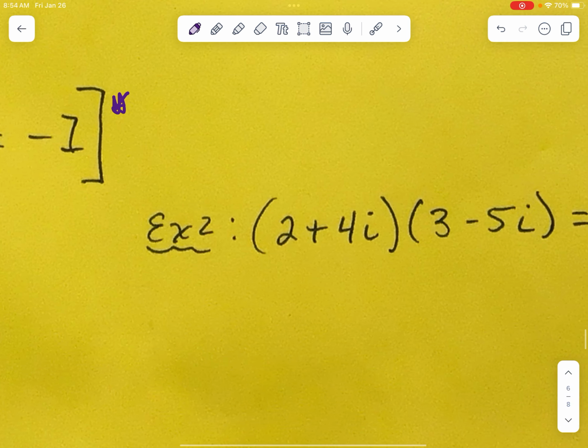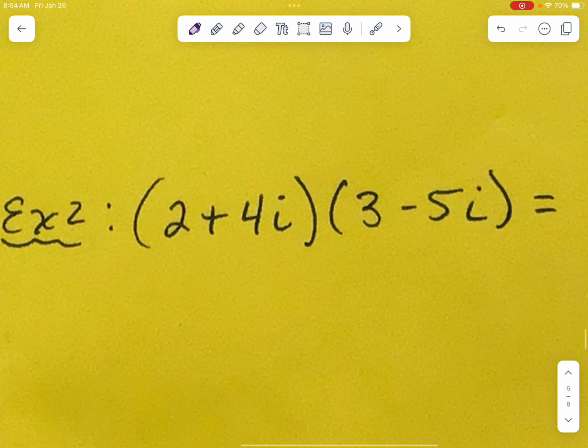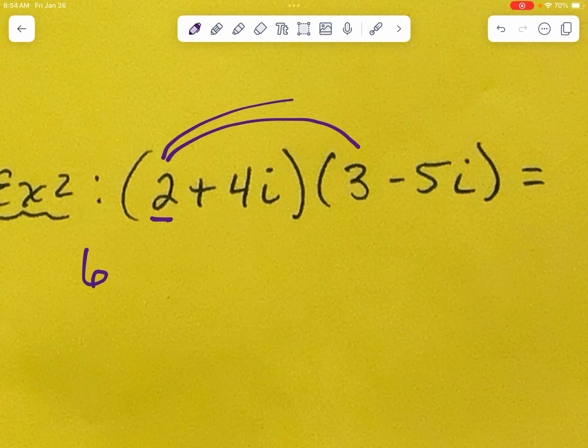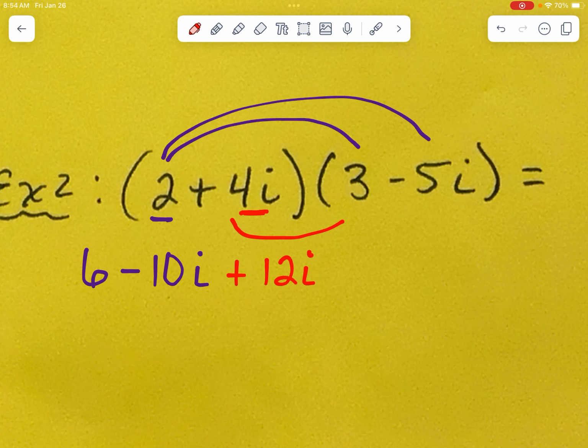Let's look at example 2. We're going to multiply this out like we would a multi-distribution, or you could apply the FOIL method here. We're going to start with 2 and multiply it over here to the right. 2 times 3 is 6. Multiply the 2 out again. 2 times -5i is -10i. Let's distribute the 4i here. It's positive. 4i times 3 is +12i. Distribute that one more time. 4 times -5 is -20.